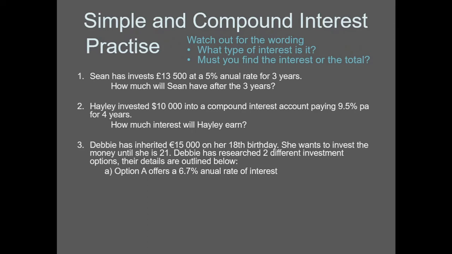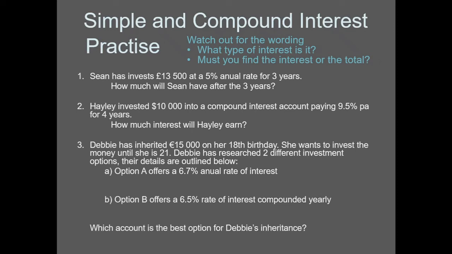Option A offers a 6.7% annual rate of interest. Is that simple or compound? And option B offers a 6.5% rate of interest compounded yearly. I think I know what kind of interest that second one is. Which account is the best option for Debbie's inheritance? Okay, so hit pause, give that a go, and when you're ready, we'll take up the answers.